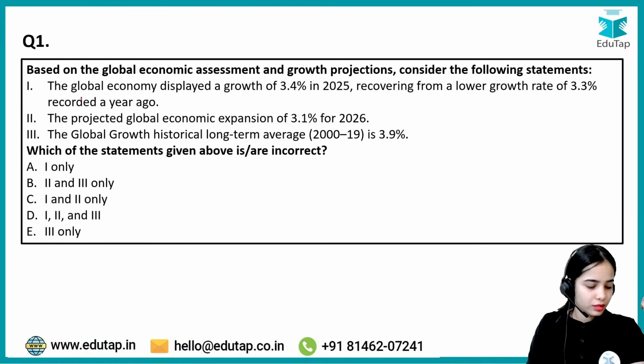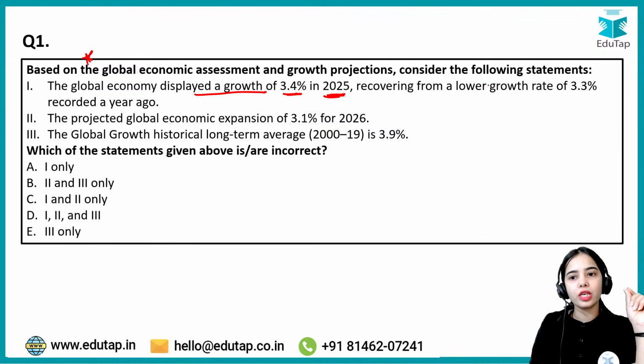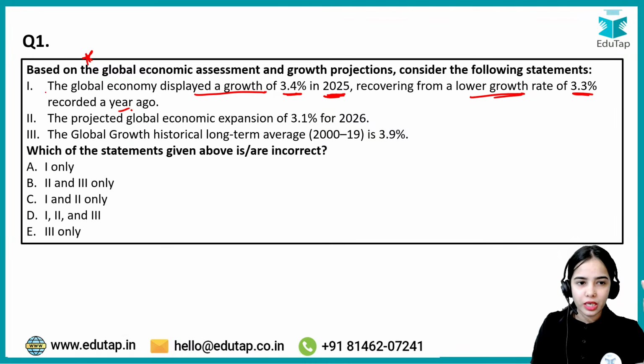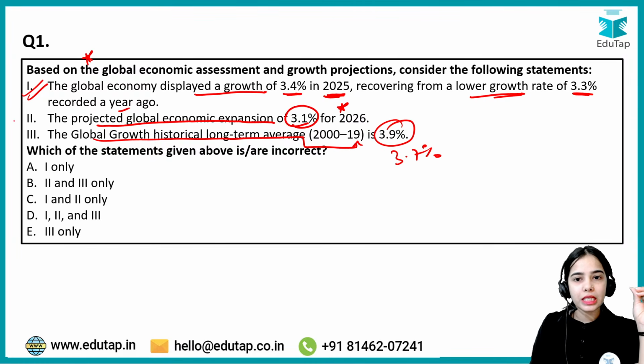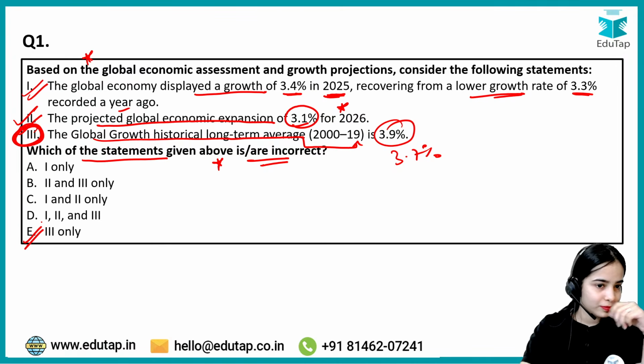Okay? Now, based on the global economic assessment and growth projections, consider the following statements. The global economy displayed a growth of 3.4% in 2025, recovering from a lower growth of 3.3% in 2024. Seems correct, right? The projected global economic expansion of 3.1% for 2026. Absolutely correct. Global growth historical long-term average is 3.7%. So first statement is correct. Second statement is correct. Which of the following statements given above is or are incorrect? So third was incorrect, and that's why E is the answer here.